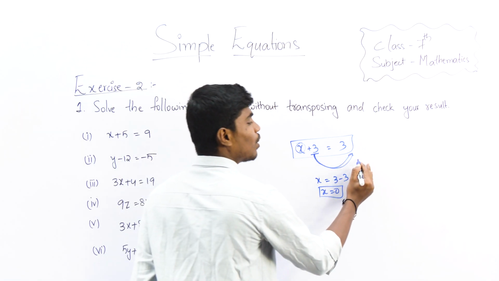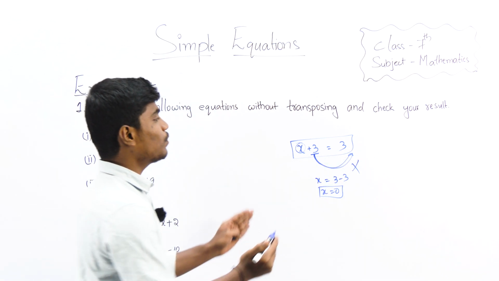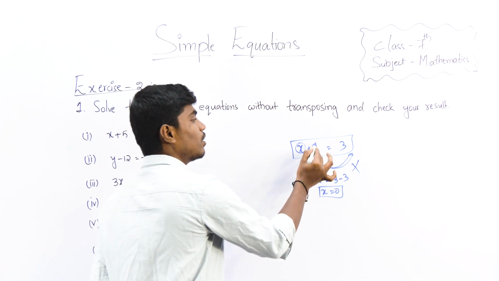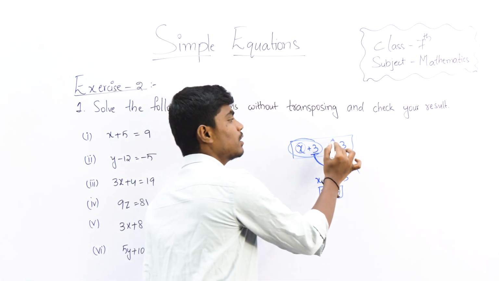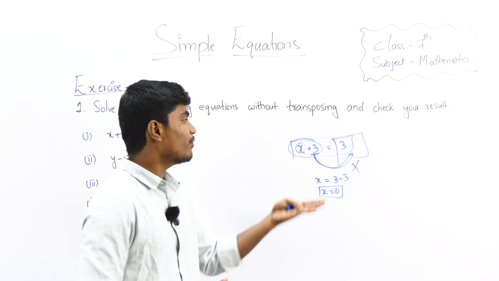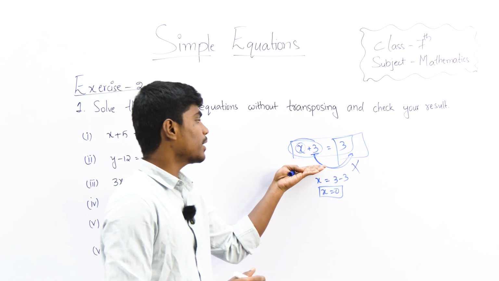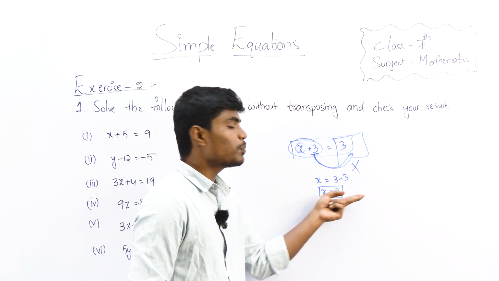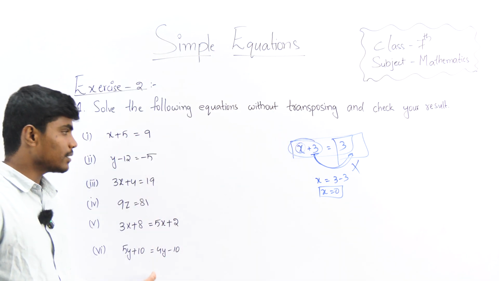So we must not transpose from one side to another side. We have to do operations on the single sides itself. On the left side we do one operation, and we have to do the same operation on the right side also to balance the equation. If we add 5 on the right side, on the left side also we have to add 5. If we subtract minus 2 here, here also we have to subtract minus 2. In this way, without transposing, we have to solve the equations and find the results.